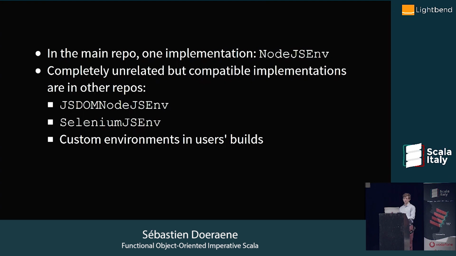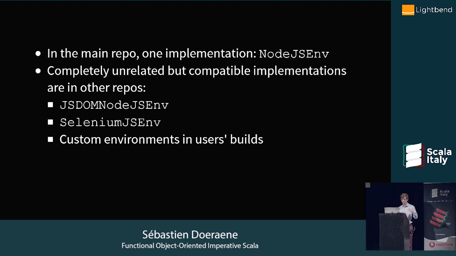But then we can implement other implementations in other repositories in an independent way. So we have a JS DOM, Node.js, we have a Selenium JSEnv. And then in users' builds, at least users who use SBT as a build tool, can write their own subclass of JSEnv. And this is also an actual use case. Some people actually do that because they need to customize the JavaScript environments in very peculiar ways.